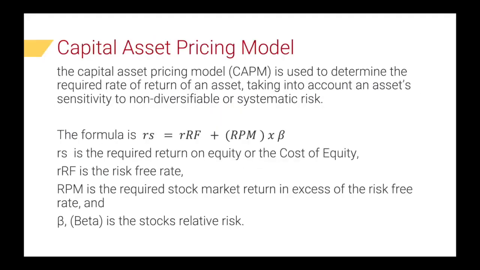The capital asset pricing model is used to determine the required rate of return on an asset, taking into account the asset's sensitivity to systematic risk. And the formula is on the screen.